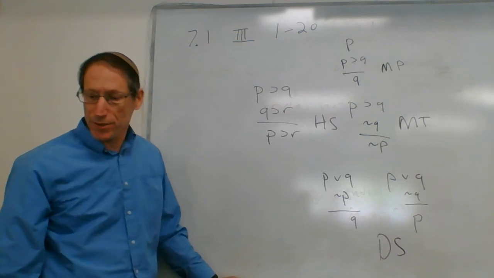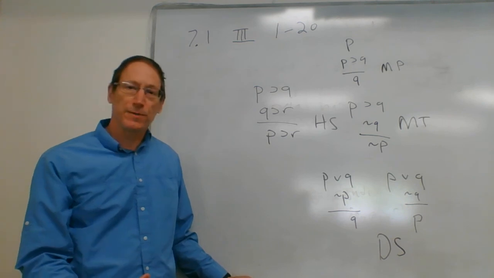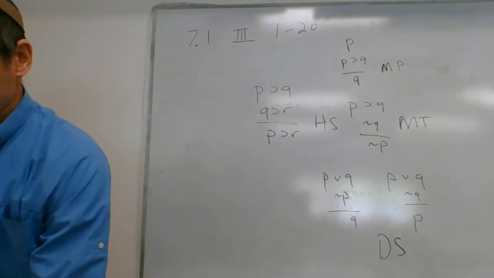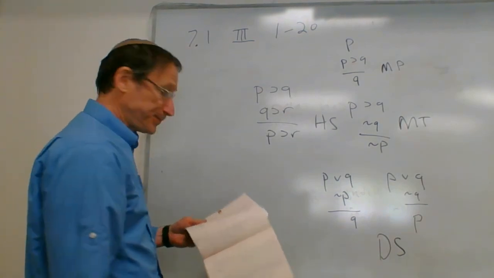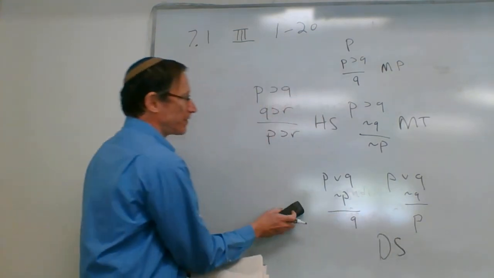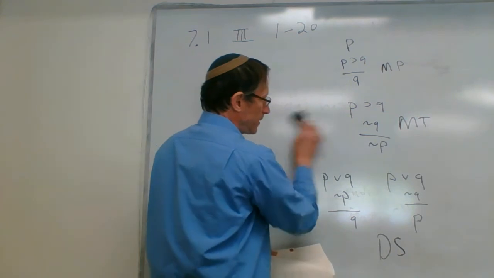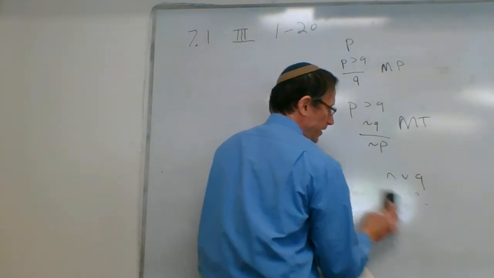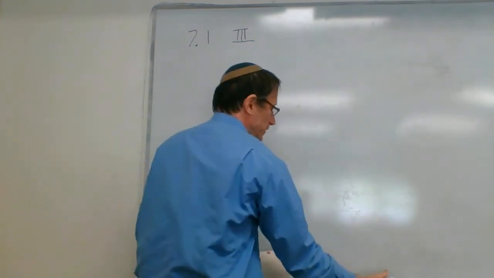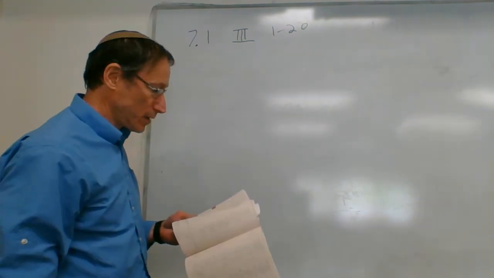So let's just get started. I'm going to start with number 1. You're given 2 premises, and you're supposed to derive the following conclusion. Now I am going to have to erase. I think you have these rules in your book, so I'm going to erase them now. You're supposed to know them by heart, what the rules are and what the names for the rules are.